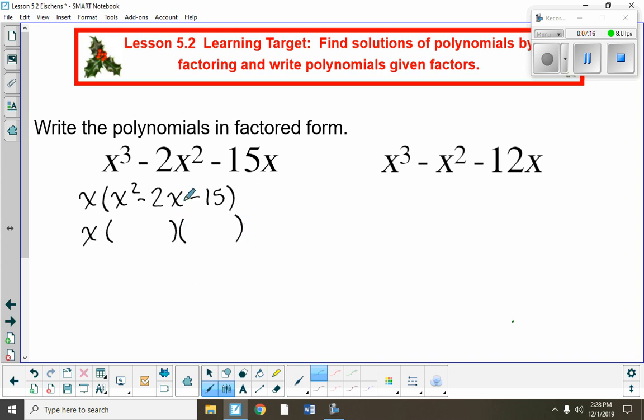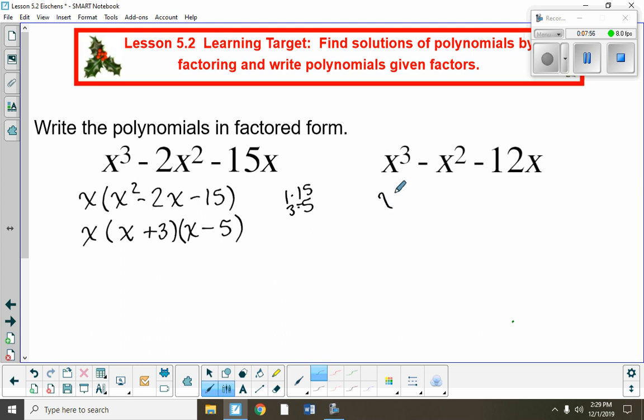So this is a trinomial that will factor into two binomials. Now, we want to have the factors of 15 that have a difference of 2. So it's either 1 times 15 or 3 times 5. So it looks like 3 and 5 is what we would use. And let's see, if we have a positive 3 and a minus 5, that would give us negative 2. So when we multiply this back together, this has to equal this. So x squared minus 5x plus 3x gives us the minus 2x. And then 3 times negative 5 gives us the negative 15. So those are the factors.